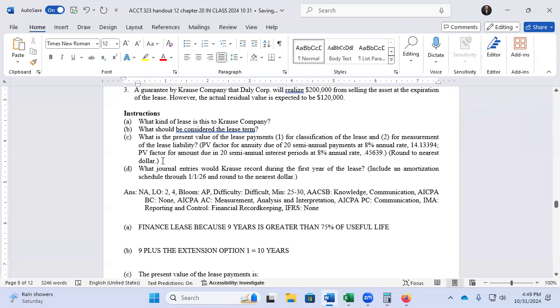Okay, now you got to open up Excel or whatever you use, and it's asking, what is the present value of the lease payments, for classification of the lease, and for measurement of the lease liability?